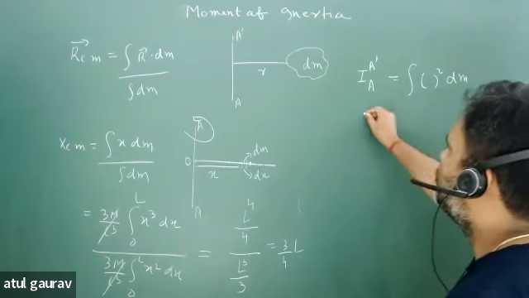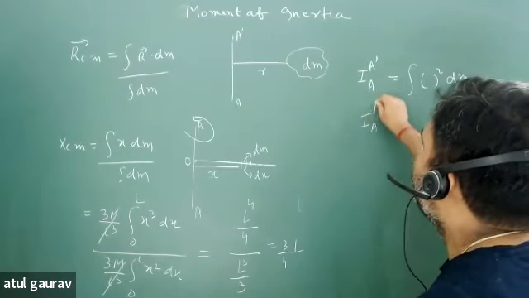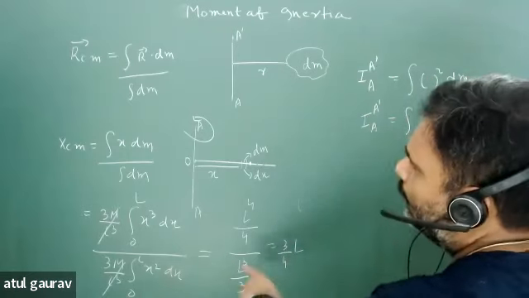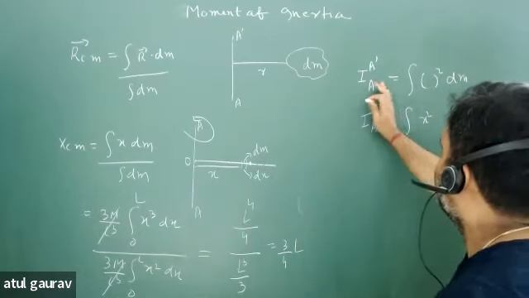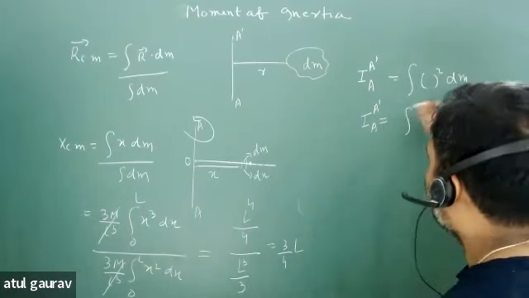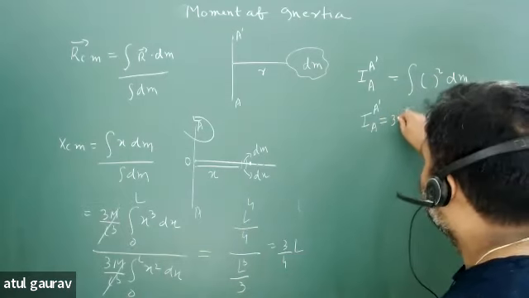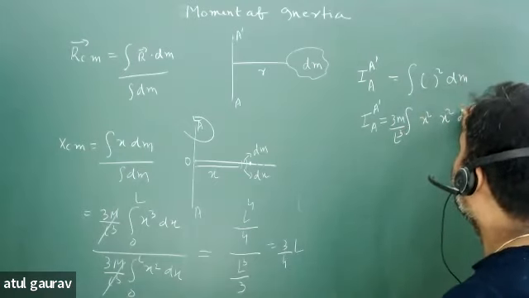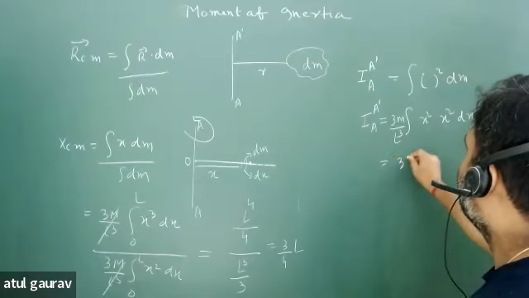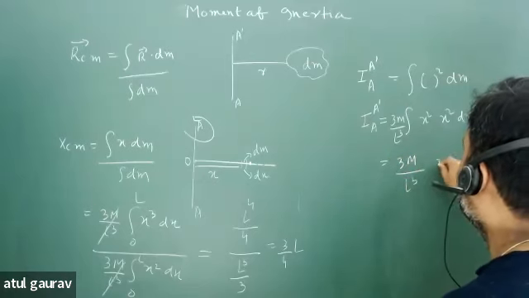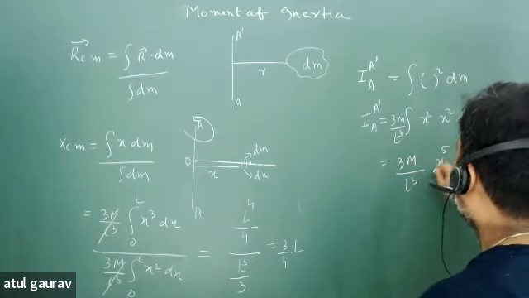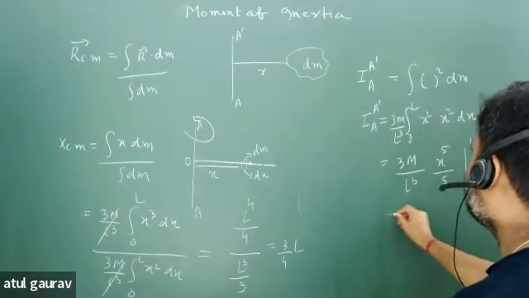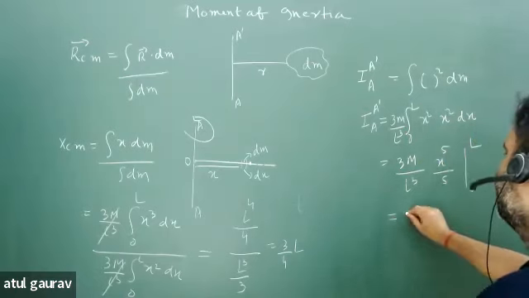So you have to always take care of this particular thing. Obviously this is a very simple problem. So we have I about A dash, and that value is equal to, we will put here x square, and again, what is my dm? dm I can write as lambda into dx, and this value is 3m upon L cube x square into x square dx. So we have 3m upon L cube times x to the power 5 upon 5, from 0 to L. So what do you have? What is this value?